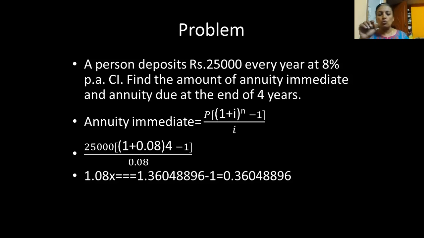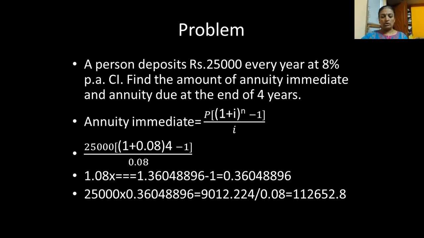1.36048896, minus 1 you have to make. Then it becomes 0.36048896. This should be multiplied by 25,000. 25,000 into this much, then you will get 9012.224, and divided by 0.08, then you will get 1,12,652.8. What is this? Annuity immediate. So the first half of the problem is over now.